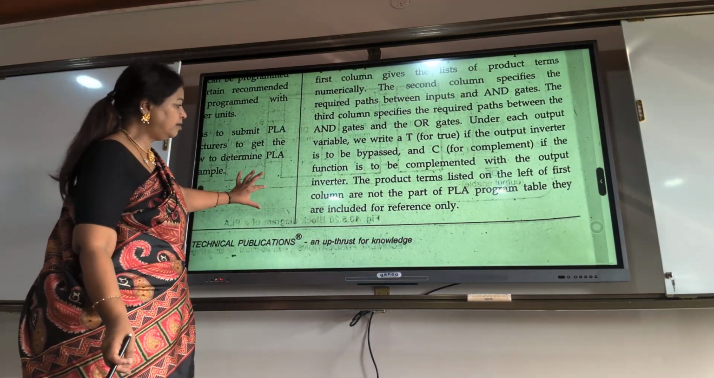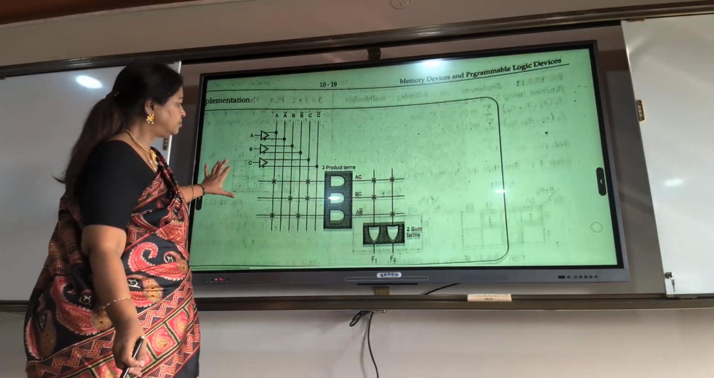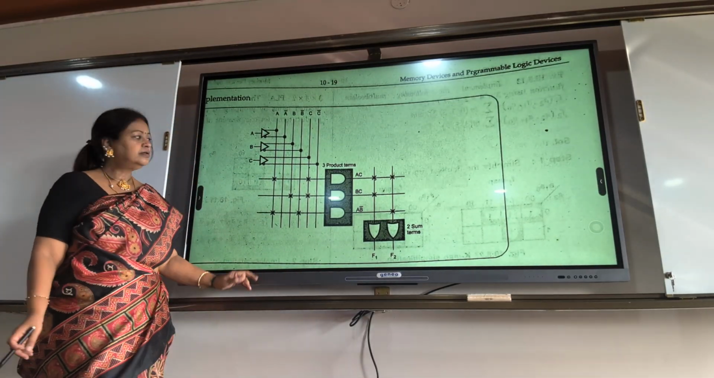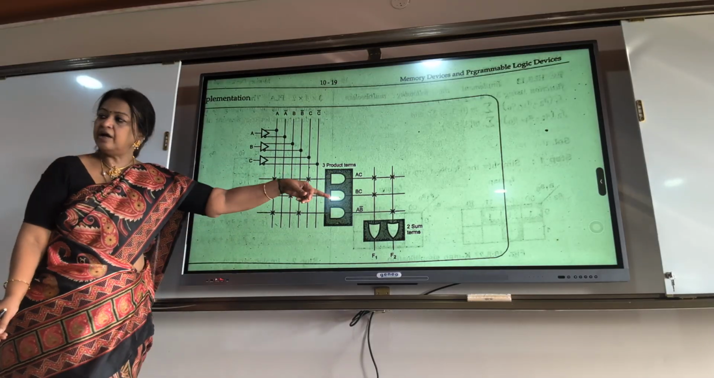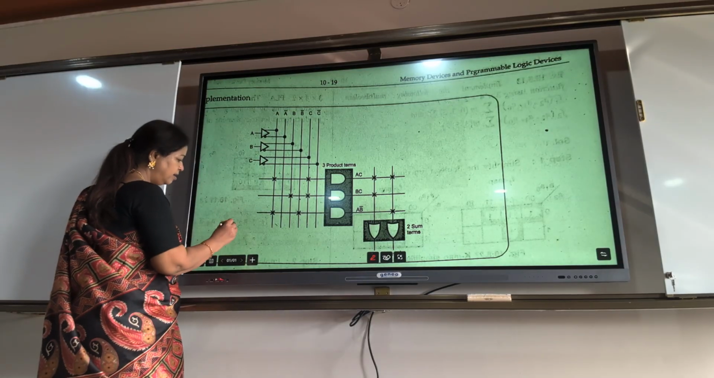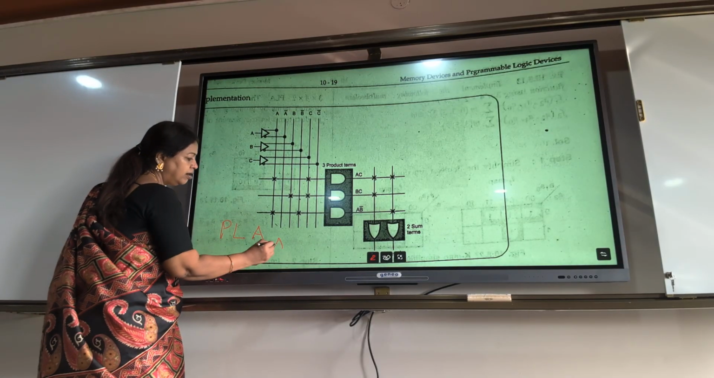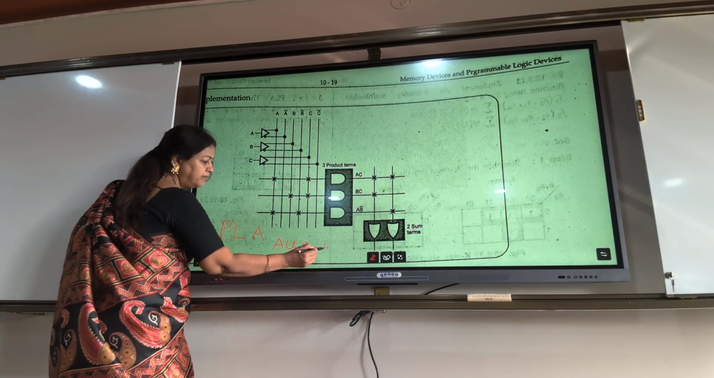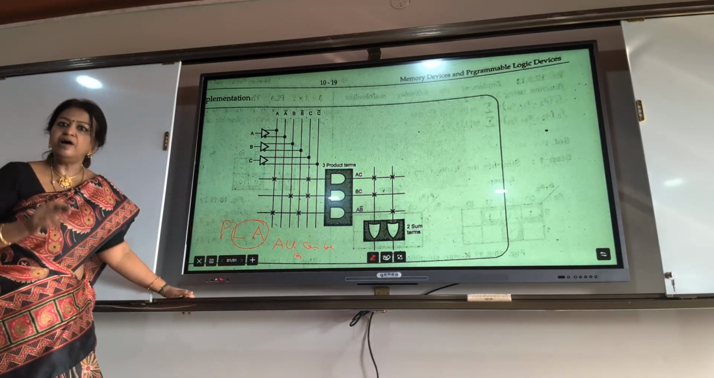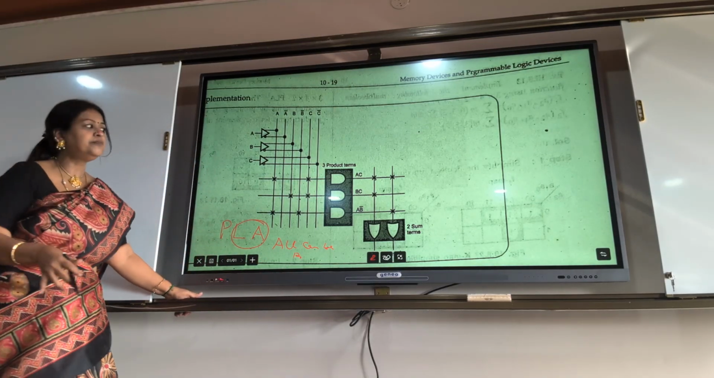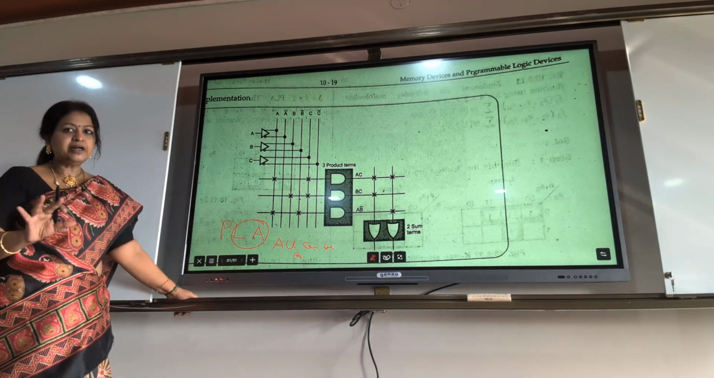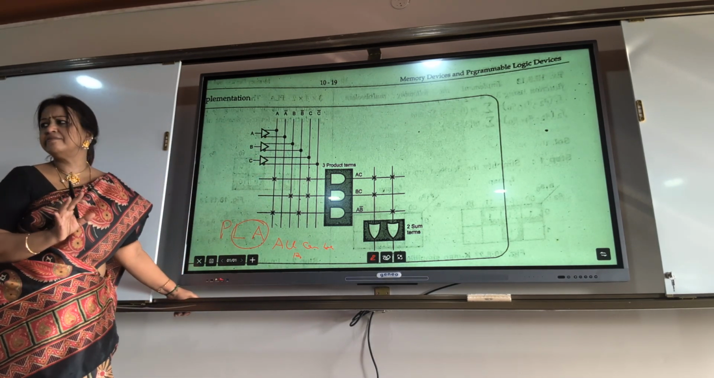After putting the table, I have to make the connections. AND is also programmable, OR is also programmable, because in PLA all can be programmed. So AND and OR can both be programmed. This is the diagram. Any doubt? If you practice, you will understand. Very, very easy.